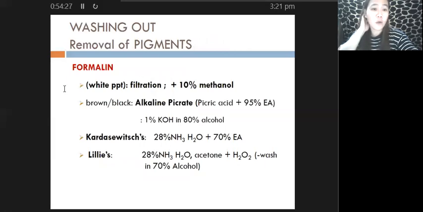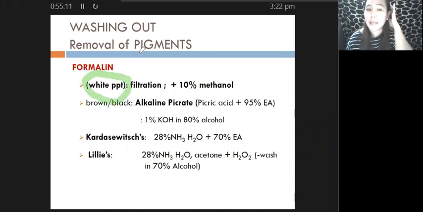The other purpose of washing out is the removal of pigments. What are the different pigments which you have to remove from your tissue sample? First, let us discuss the formalin pigments, which I have mentioned in our previous discussions. What formalin pigment or precipitate may form in your tissues? The first one is paraformaldehyde, a white precipitate.